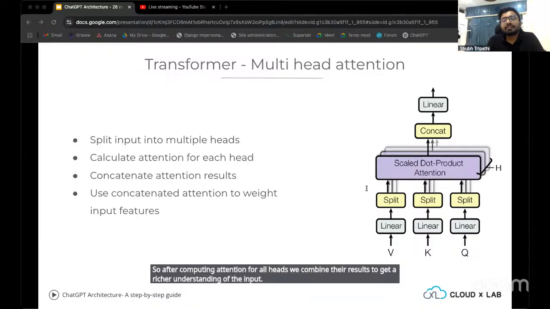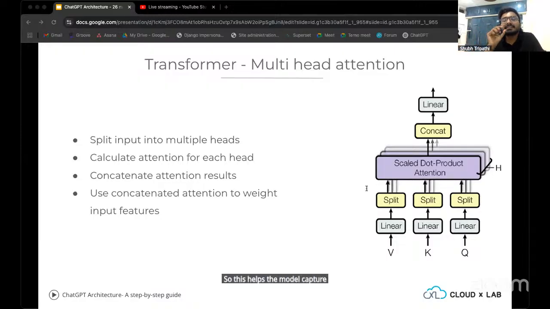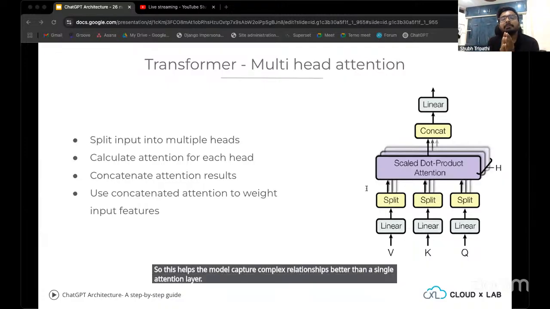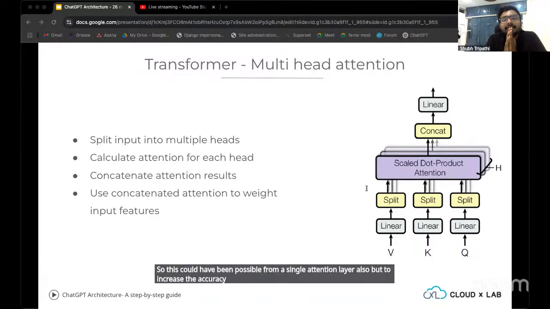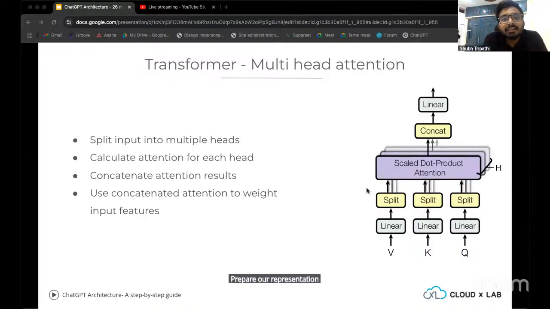This helps the model capture complex relationships better than a single attention layer. This could have been possible from a single attention layer also, but to increase the accuracy, to increase the context that a model can understand, we introduce multiple heads. Individual computations go on inside each head, and then at the end we sum up all those learnings, and we prepare a representation of attention. So this is one concept, multi-head attention.